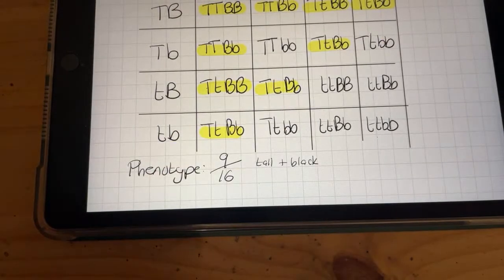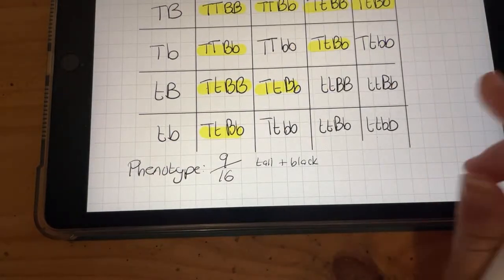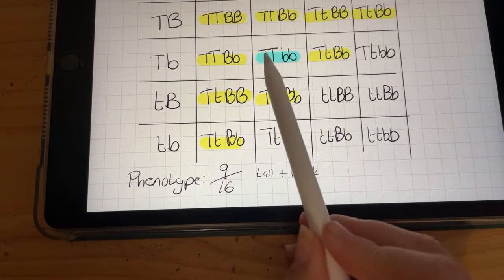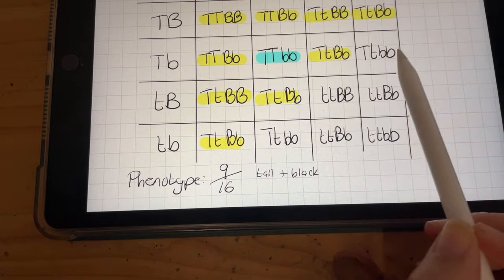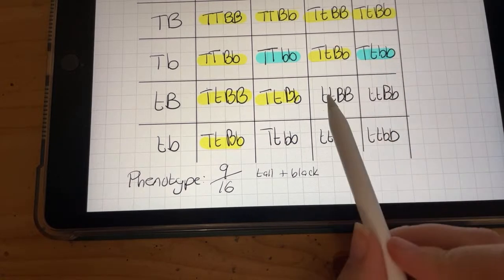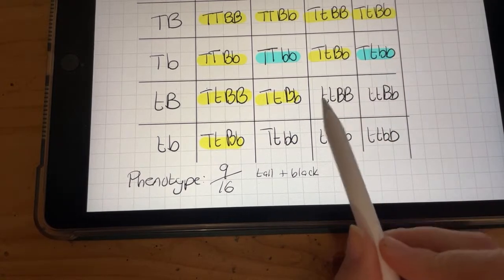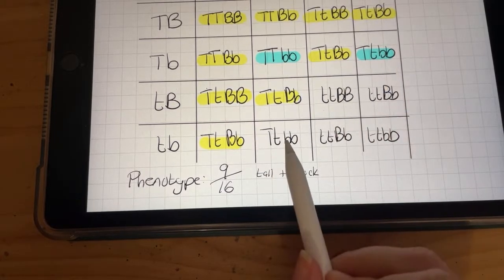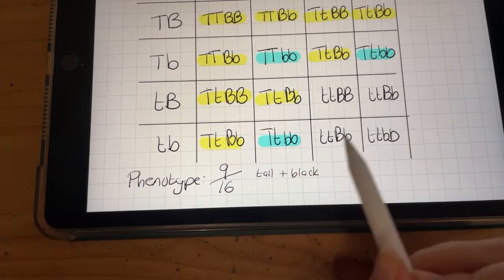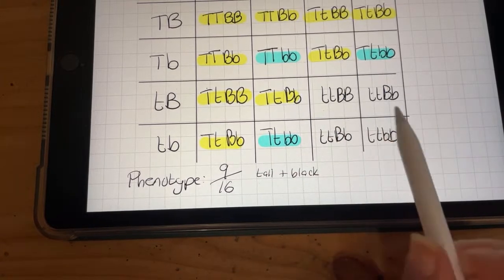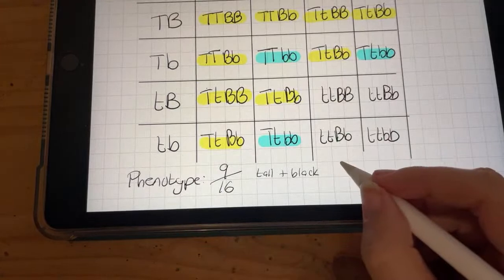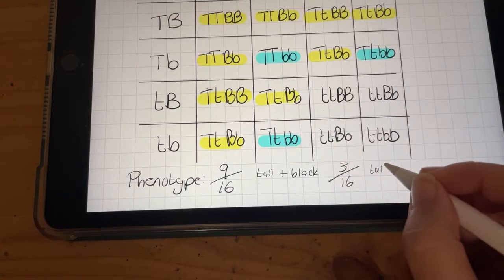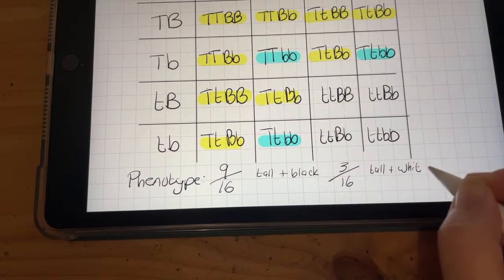Let's go tall and white. So tall and white, yes. Tall and white, yes. Tall and white, no. Short and white. Tall and white, no. Tall and white, yes. Tall and white, no. Tall and white, no. So there's the next part of our ratio. It's 3 out of 16 are tall and white.